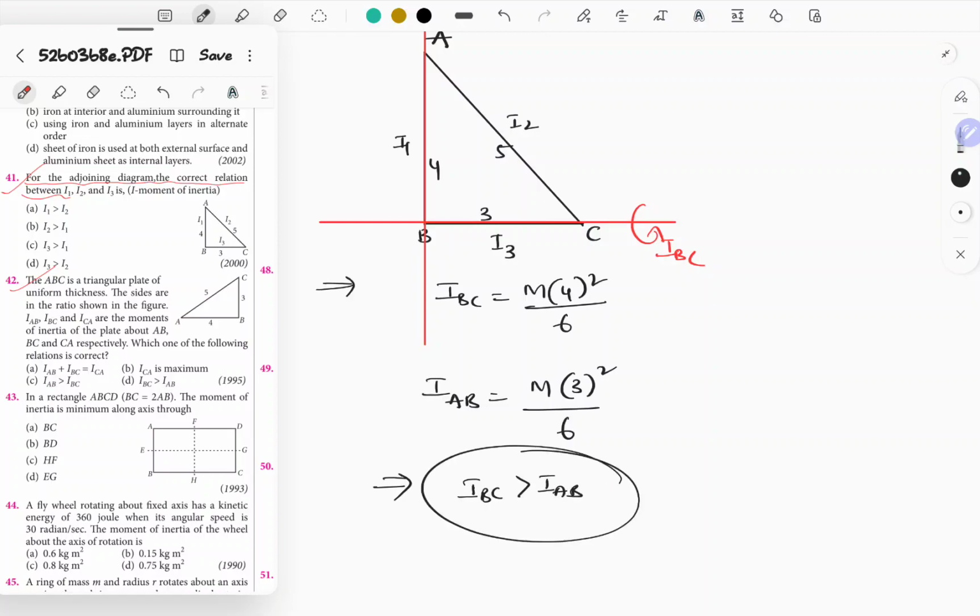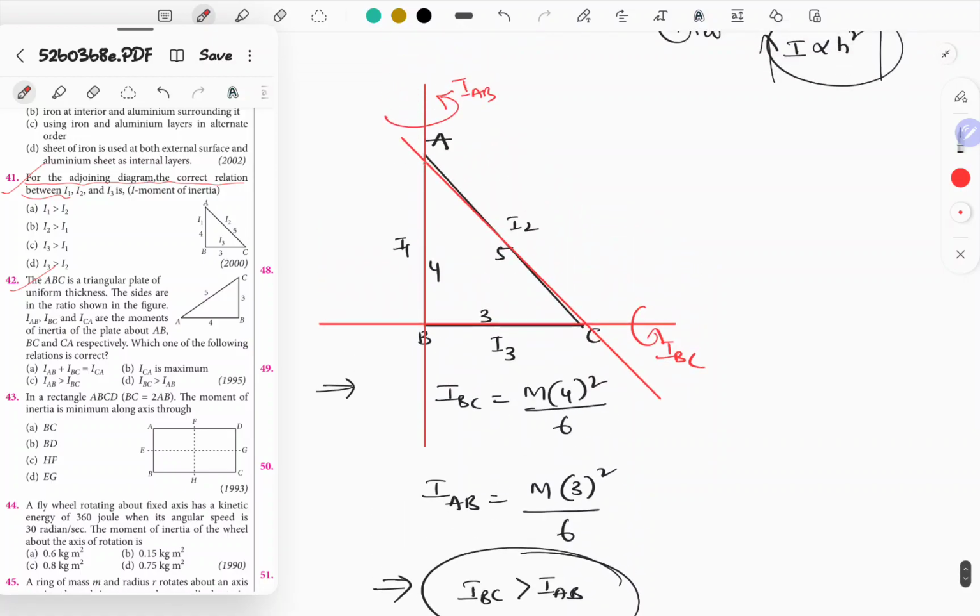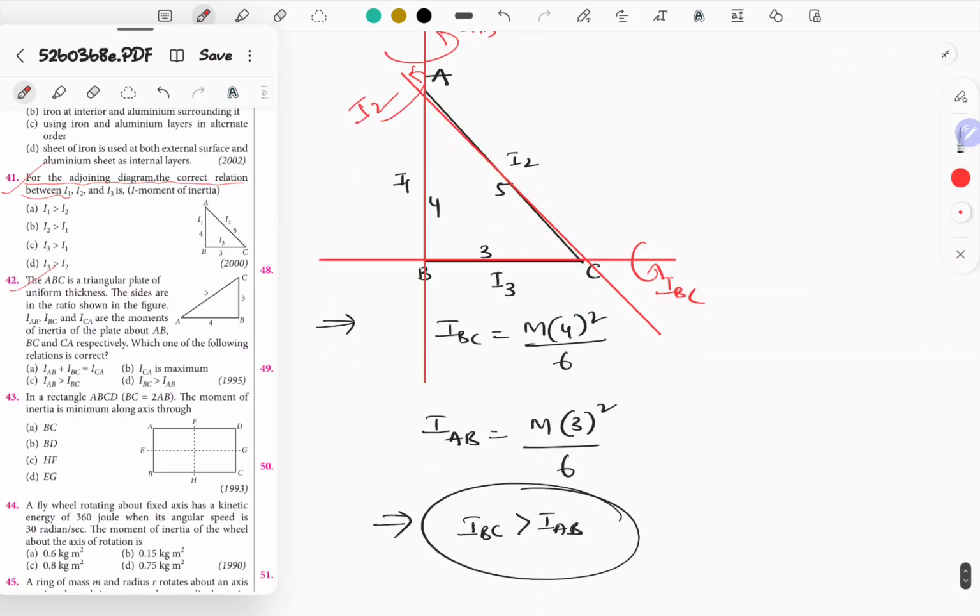Remember that. One more point you have to remember: this is I2, right? Very good. For the moment of inertia with respect to I2, we have to find this distance, and it is definitely less than 4 and less than 3. Remember that. The distance for I2 is nothing but A to C, which is definitely less than these two, so its moment of inertia is less. That is the reason I didn't consider it.